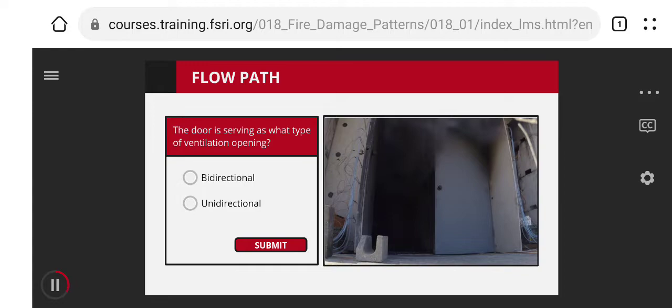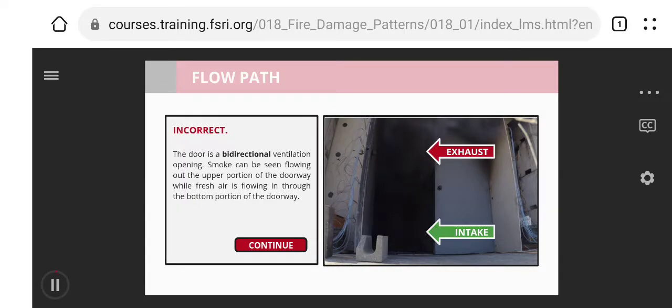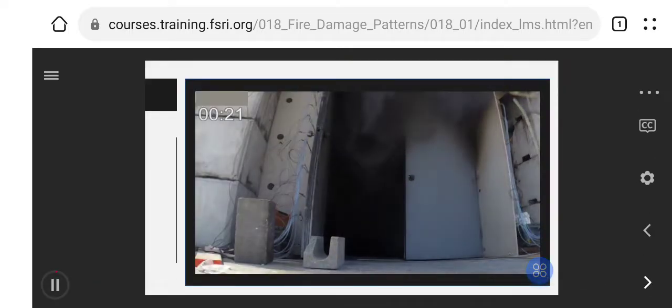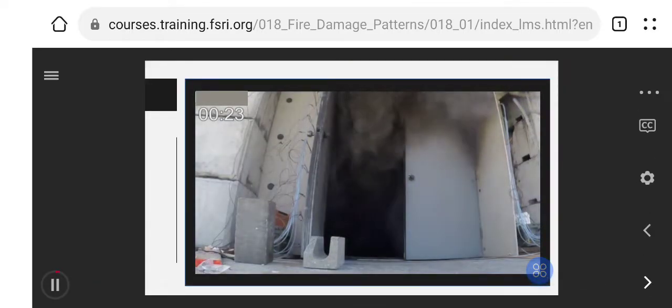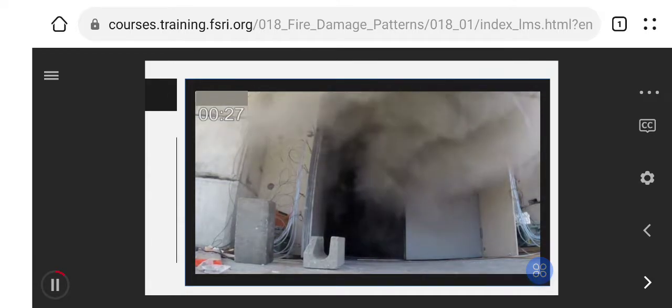In this case, the door is serving as which type of opening? The door is a bidirectional vent opening. Smoke can be seen flowing out the upper portion of the doorway, while fresh air is flowing in through the bottom portion of the doorway. The fresh air reaching the fire is limited by the size of the ventilation opening and the extent to which that opening is serving as an exhaust vent.